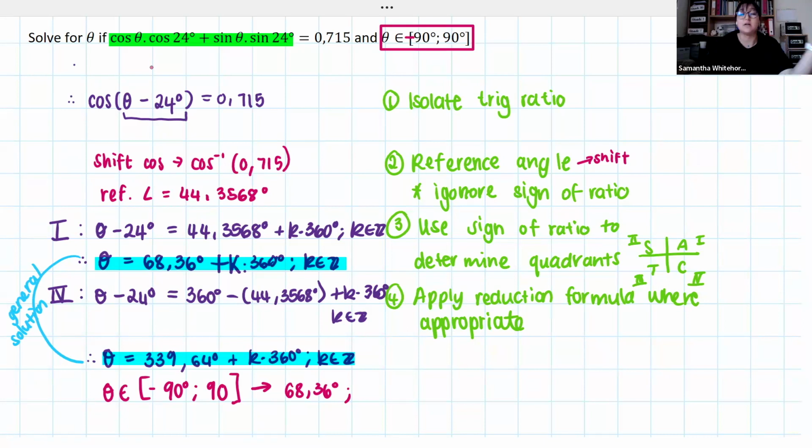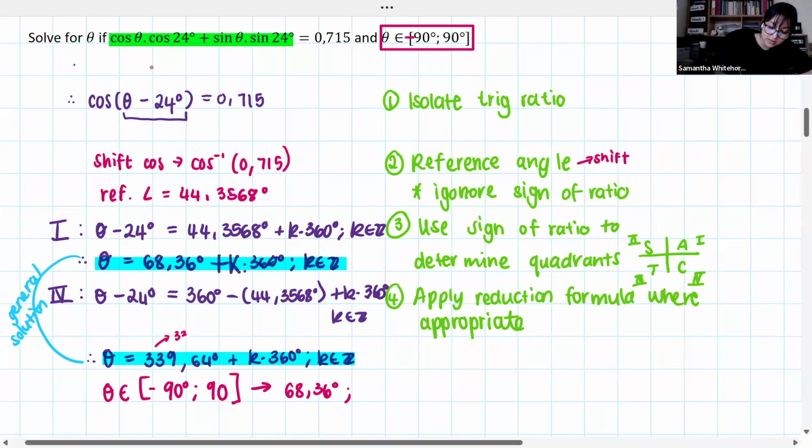339 is already outside of my domain. So now I start adding and subtracting 360. Adding 360, it takes me to like 690 something. Definitely not. But if I subtract 360, so if I said 339,64 degrees minus 360, I'm going to get negative 20,36. And that's definitely within the negative 90 to 90 domain.